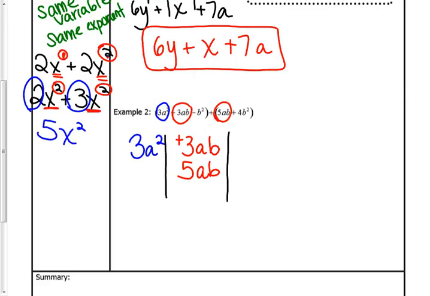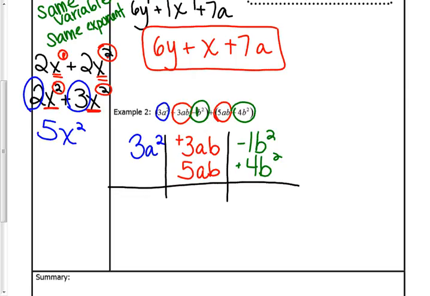Then I see a negative b squared. Well, if there is no number in front of my variable, I usually want to go ahead and put a 1 there just to make sure that I don't miss out on adding or subtracting that specific number. Okay, so this is really negative 1b squared. Do I have another term with a b to the second power? And I do. I've got it right here. So this is positive 4b squared.